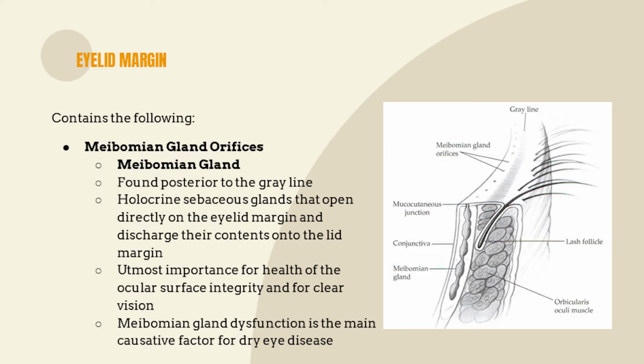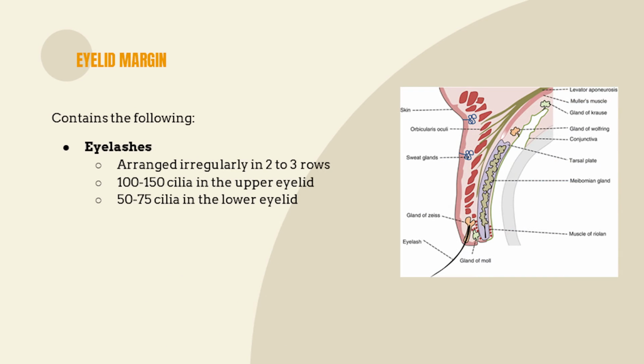This lipid base is very important in helping to decrease the evaporation of tears by stabilizing the tear film. So your meibomian glands are really of utmost importance for the health of the ocular surface integrity and for clear vision. So if you have a dysfunction in your meibomian glands, this is the main causative factor for your dry eye disease. Next, we have your eyelashes.